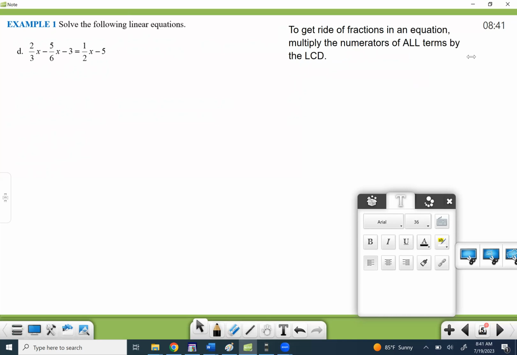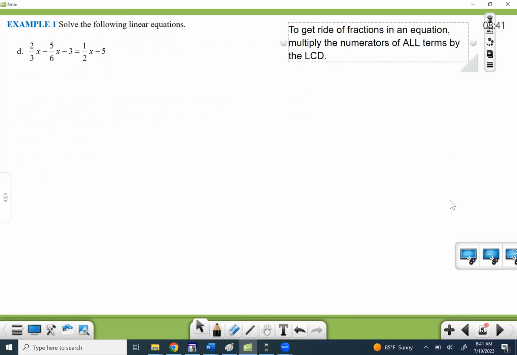It turns out you don't even have to use the LCD. If you're struggling to find the least common denominator, that's fine. Just find a common denominator. Sometimes that could be hard. Okay, so as long as you can find any common denominator, it'll do it. But the LCD is the best one because it causes less reducing in the end. Okay, it keeps our numbers smaller.